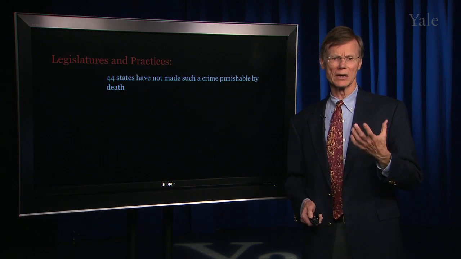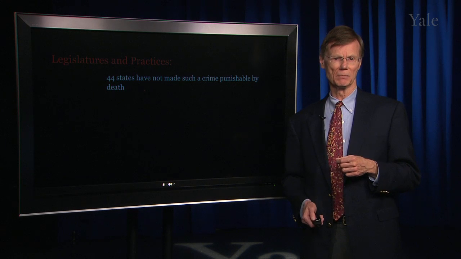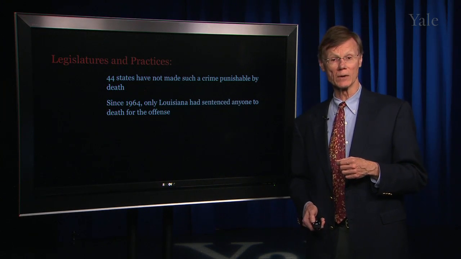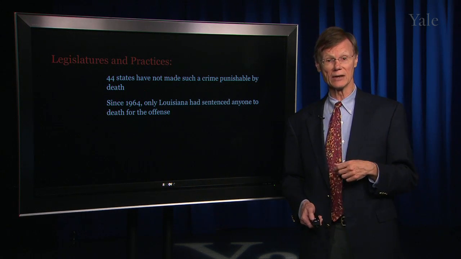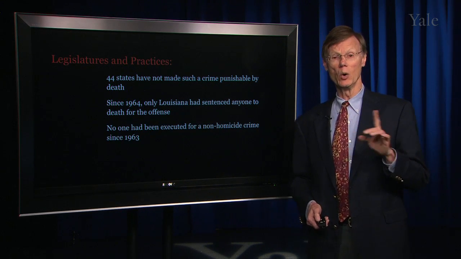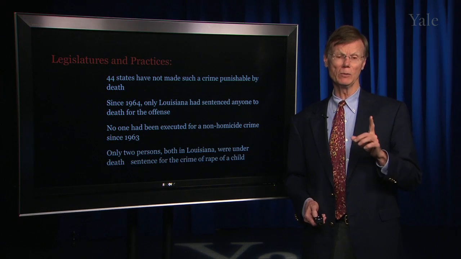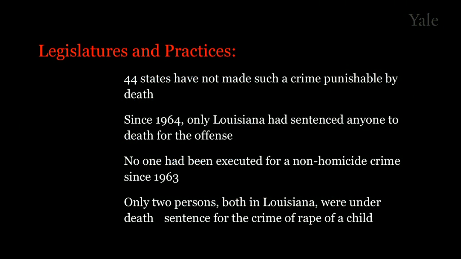Well, the court, once again, looks at the states and it finds that 44 states have not made such a crime punishable by death. Since 1964, which is even back before Furman, 8 years before Furman, only Louisiana has sentenced anyone to death for this offense. No one has been executed for a non-homicide crime since 1963. And only 2 people, both in Louisiana, were under the death sentence at the time for the rape of a child. So the court sees here that with regard, again, to looking, is there a consensus in the country with regard to this punishment, death, this extraordinary punishment, this irrevocable punishment, for even a terrible crime?